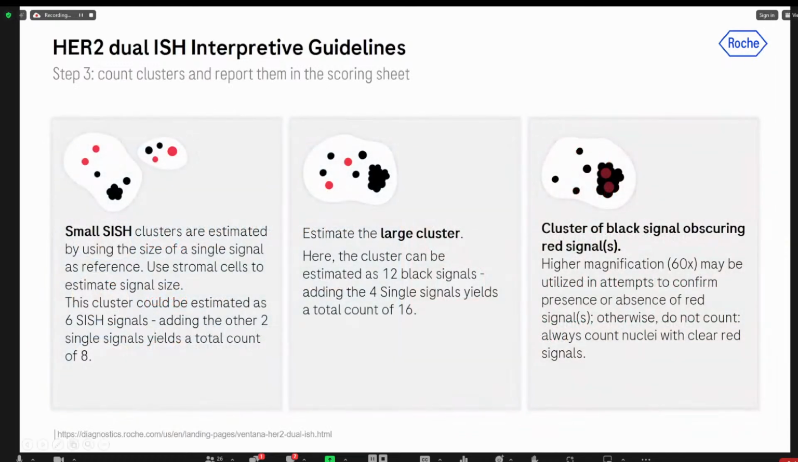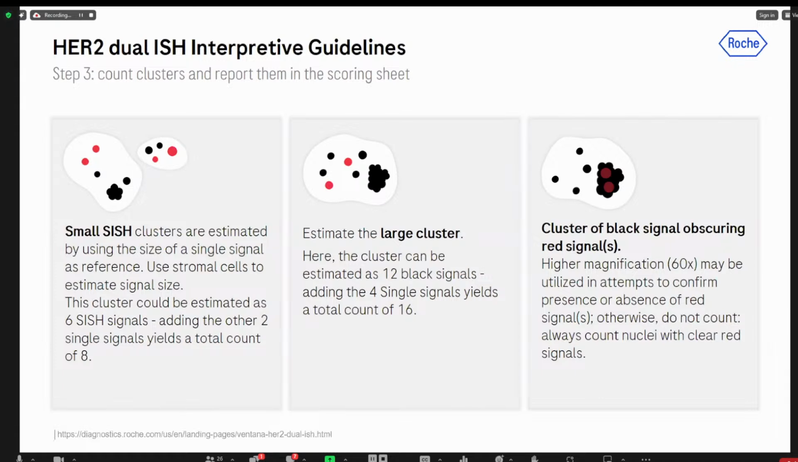I wanted to speak a little bit about clusters, because clusters make it very hard to count, and there are some guidelines on how to address this. The general guideline is to try to estimate how many signals you have in a cluster by comparing the size of the cluster to the size of a single signal. You can see how many fit in a small cluster, and in a big cluster maybe you can fit 12 signals, and then you just count it. But it's really just an estimate where you do as well as possible.